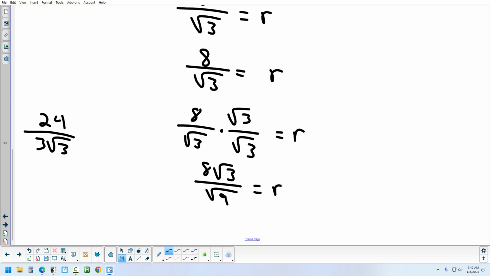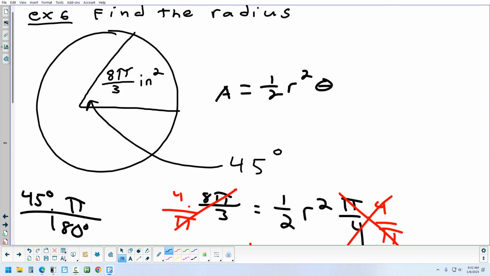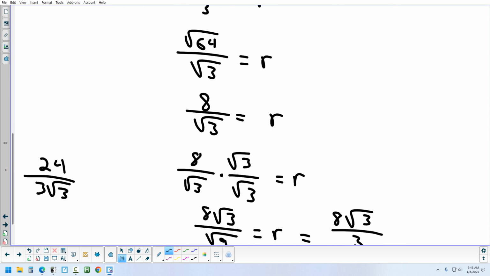Now, what's the square root of 9? 3. So your final answer is 8 root 3 over 3. And remember, that is a radius. Does a radius need a label? Yes. What should be my label on the radius? Just inches, not inches squared.